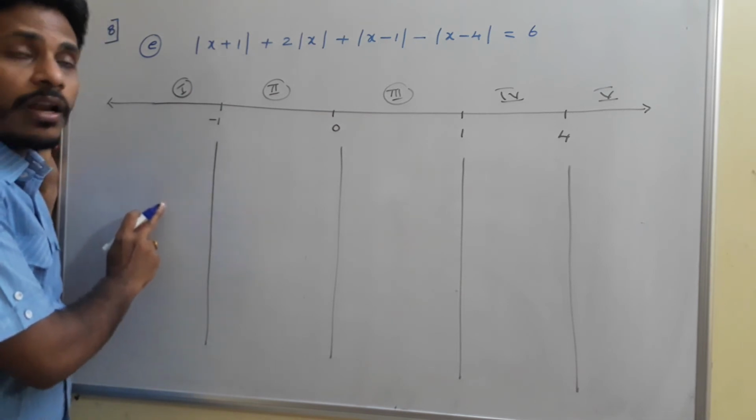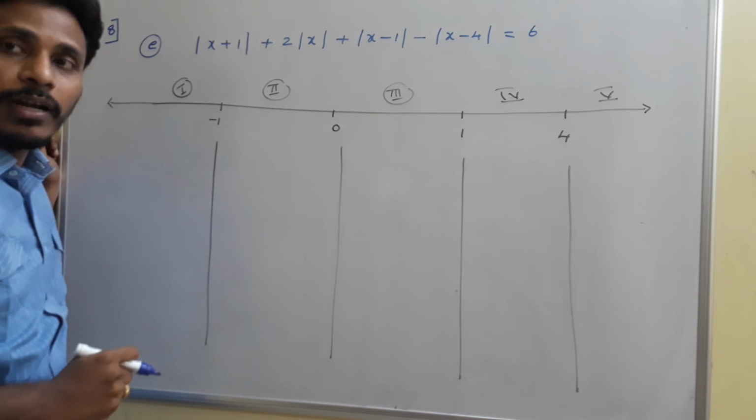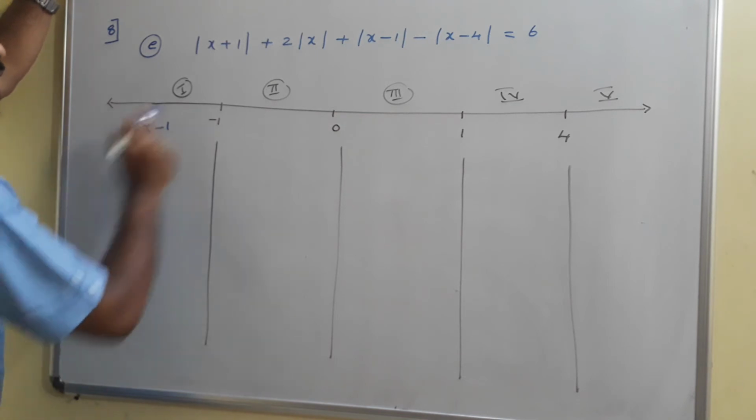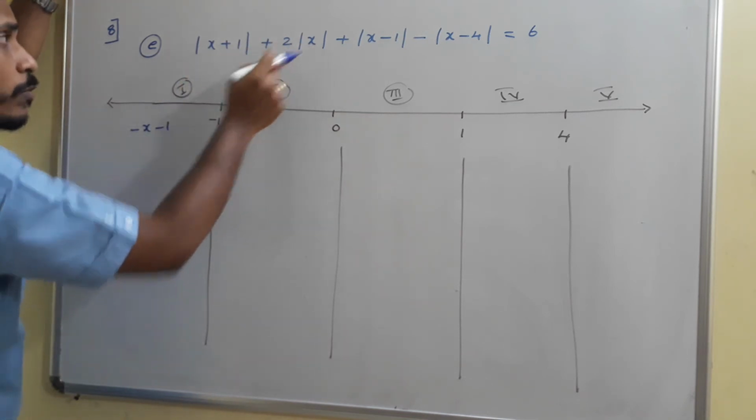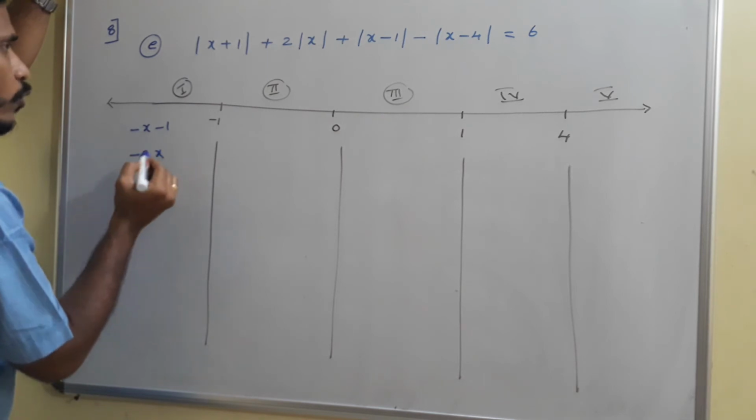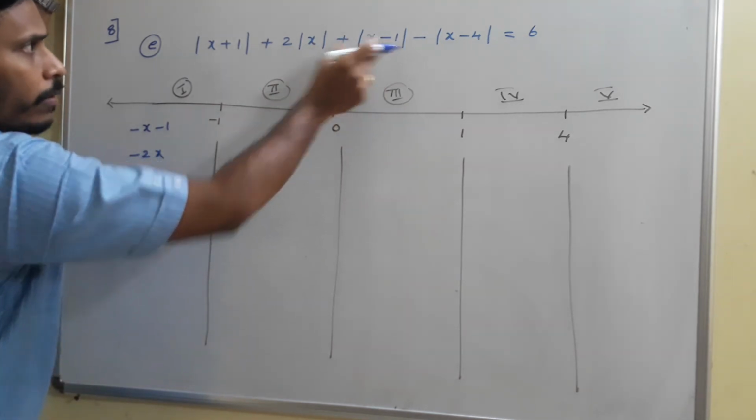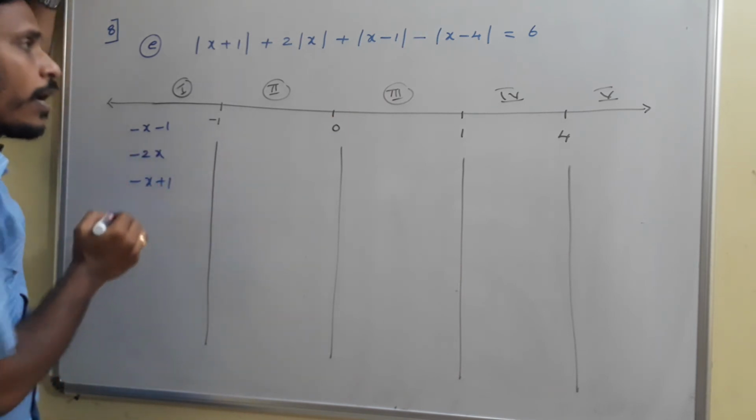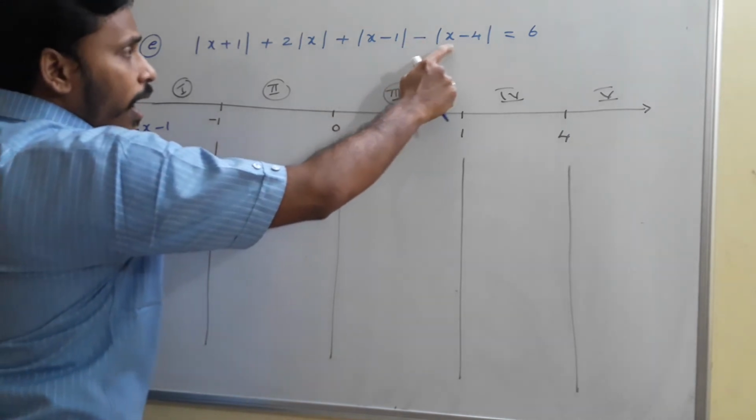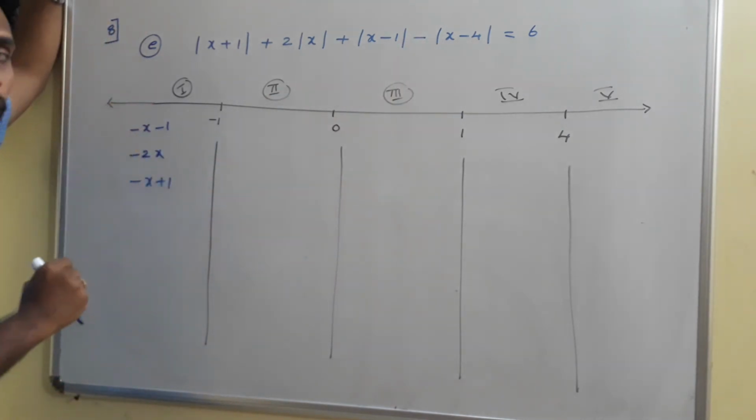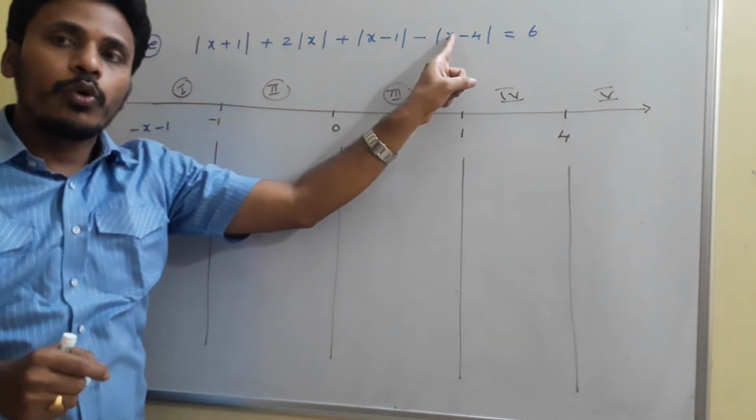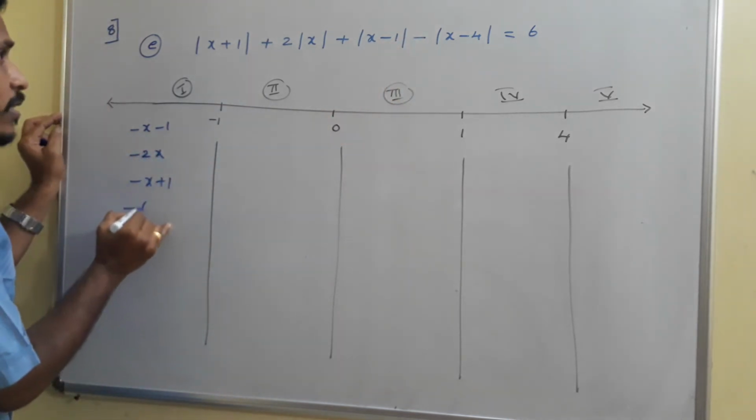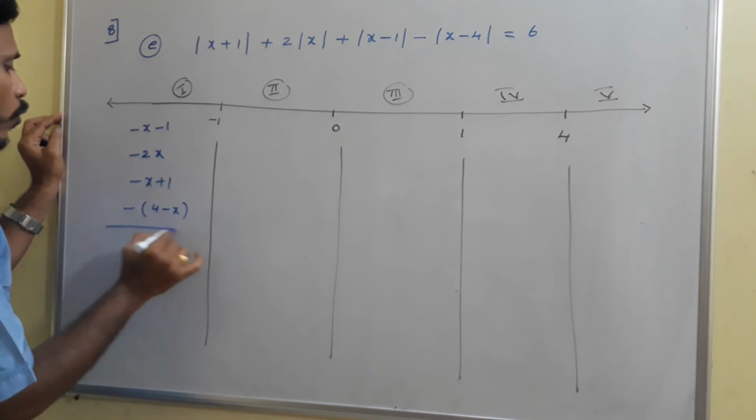Since in this region all are negative, to remove the modulus you need to multiply everything with a minus sign. So x plus 1 will become minus x minus 1. And 2 mod x is negative, so it becomes minus 2x. Then plus mod x minus 1; since it is negative, multiply with a minus sign, so minus x plus 1. And now minus is there before that, and x minus 4 is negative. To remove the modulus you will get 4 minus x, but before that we have a minus sign, so minus of 4 minus x, and we need to add all these things.